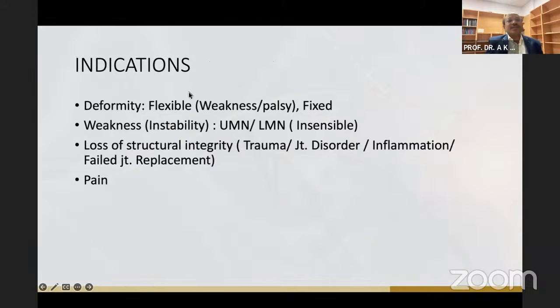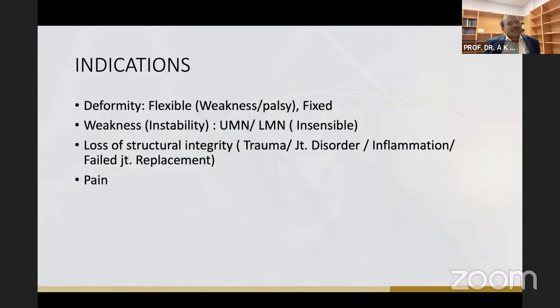Okay. Now the indications. This is a very, very important slide, you have to understand. There are four indications. One is a deformity, that means a flexible deformity. Flexible deformity is due to weakness or paralysis. Suppose the foot is plantar flexed. It may be either equinus deformity or it is a foot drop.